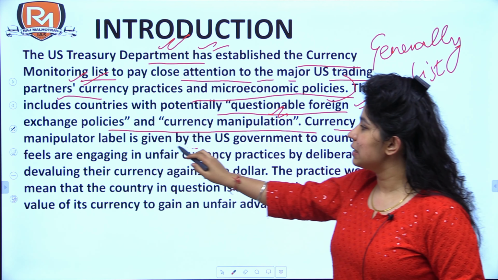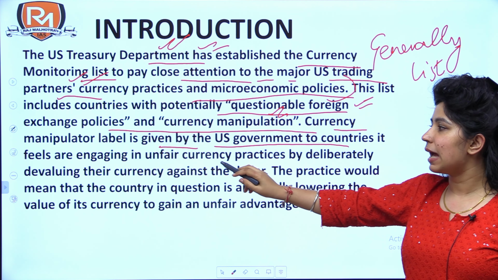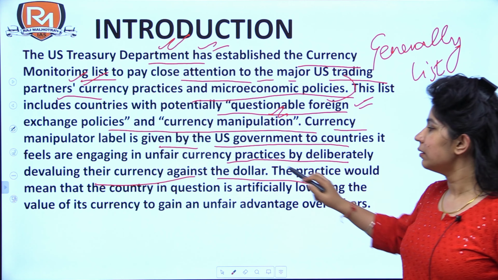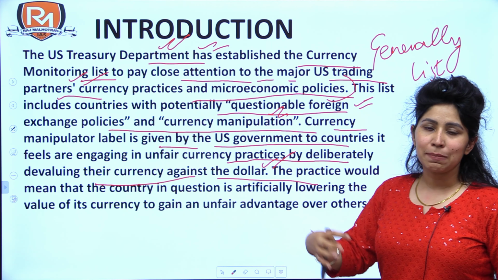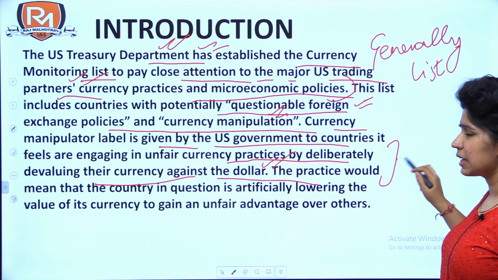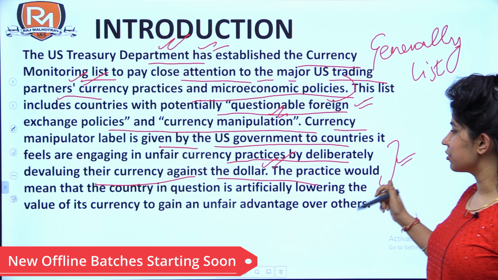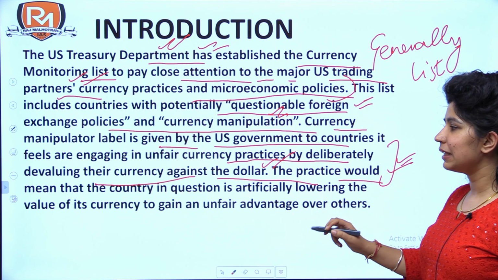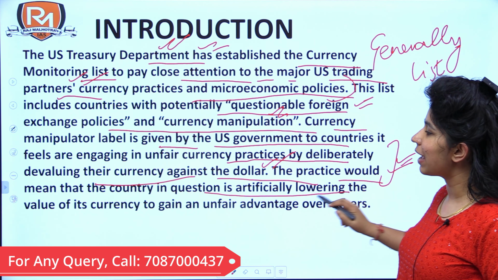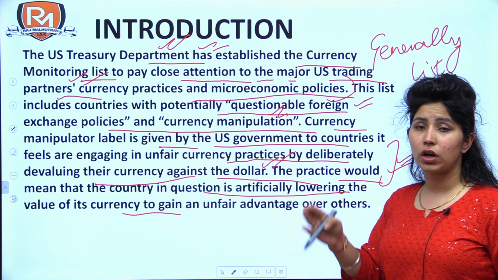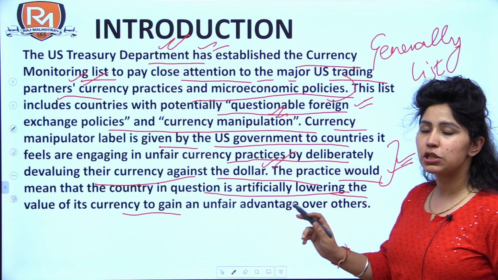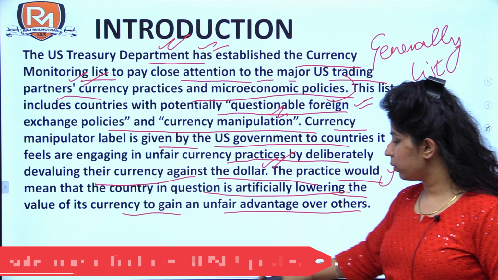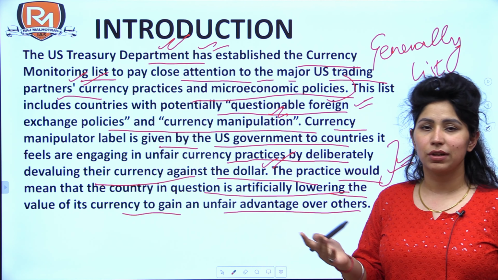So the currency manipulator label is given by the US government to countries if it feels they are engaging in unfair currency practices by deliberately devaluing their currency against the dollar. So their products become cheaper in the international market. That is what many countries resort to. They devalue their currencies in the international market so that trading for their exporters becomes in their favor. The practice would mean that the country in question is artificially lowering the value of its currency. So that is not because of globalization or the international economic situation, but it is artificially lowering the value of its currency to gain an unfair advantage over others. So this introduction extends for about 4 to 5 lines.